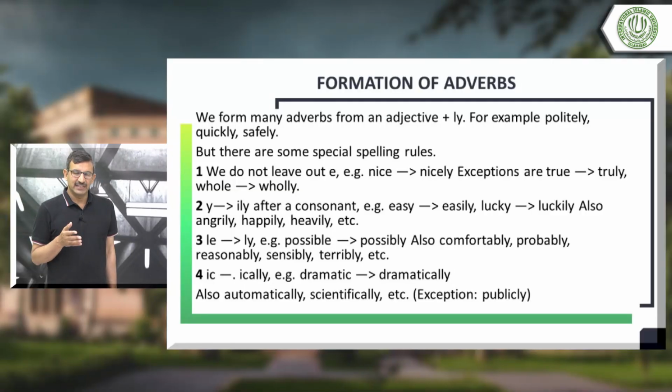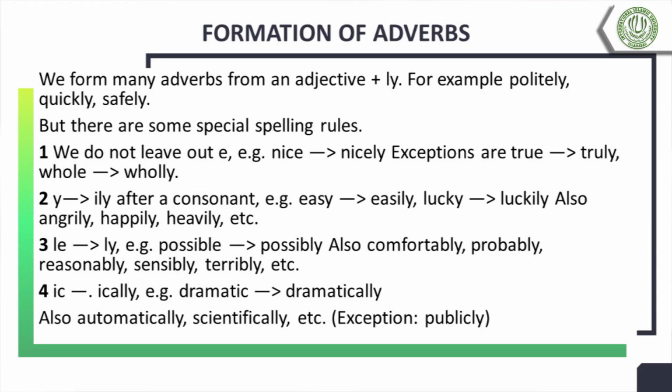Let us start with the formation of adverbs. Usually adverbs can be formed by adding ly to the root form of an adjective, like nice, nicely, happy, happily, quiet, quietly, whole, wholly. So, we add ly to an adjective and we form an adverb. There are some special spelling rules by which we can make an adverb from an adjective.